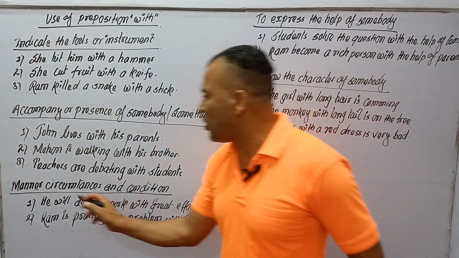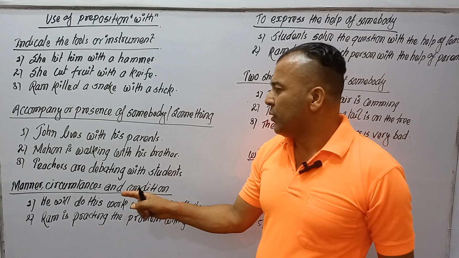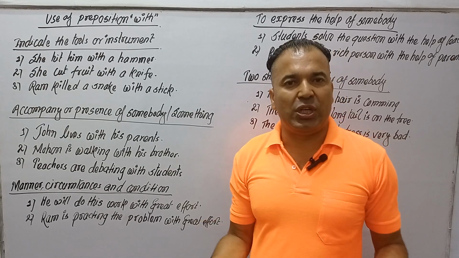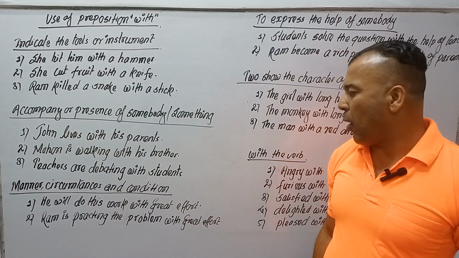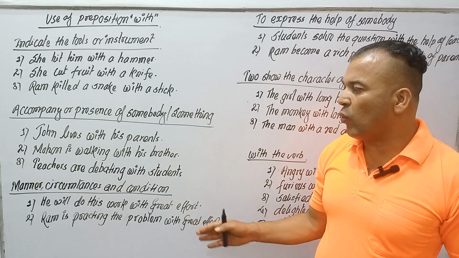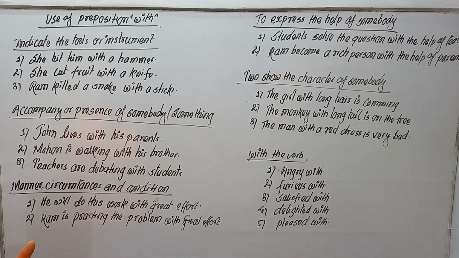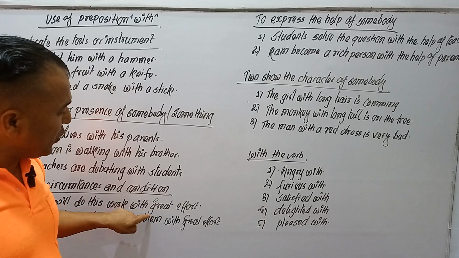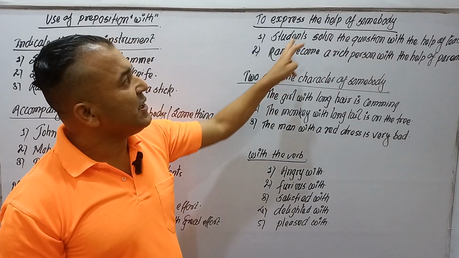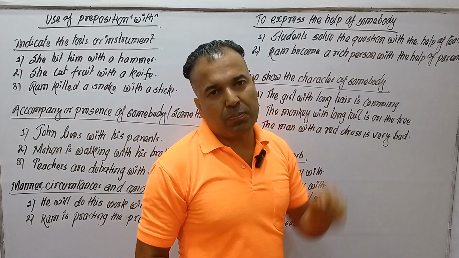Manner, circumstances and condition. He will do this work with great effort. It means full effort. Ram is practicing the problem with great effort. In this condition, when it indicates the manner, how to do the work, "with great effort" is the manner. To express the help of somebody: students solve the question with the help of the teacher.